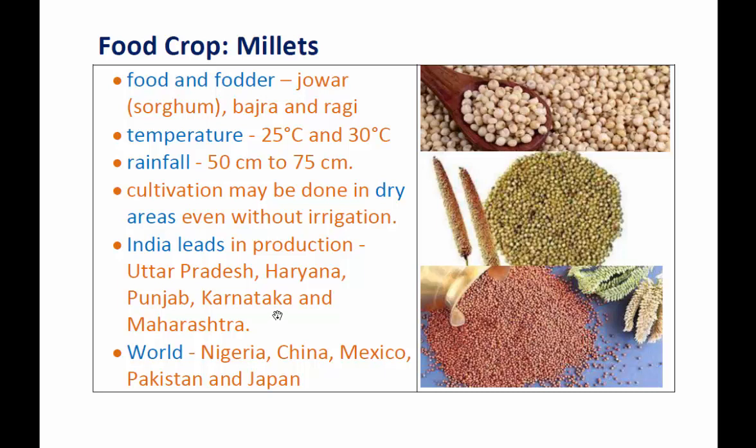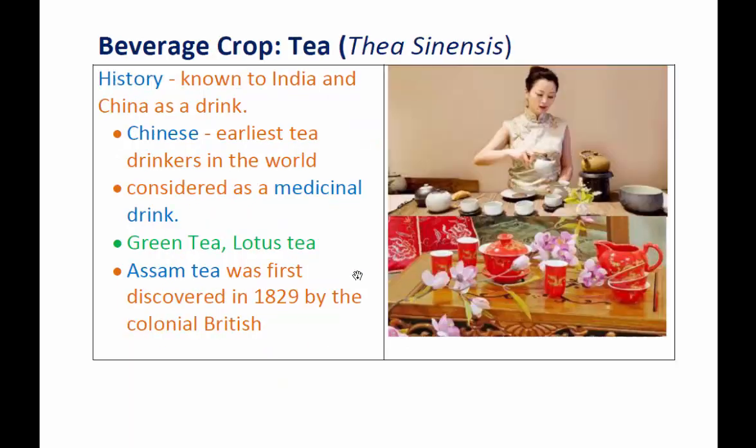In the world, Nigeria, China, Mexico, Pakistan and Japan produce a lot of millets. Okay, so these are all about millets. And let's go to the next type of food, that is beverage crop. Beverage crop, so this is tea.